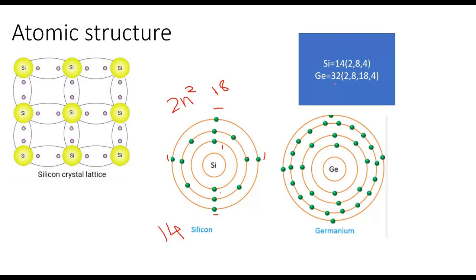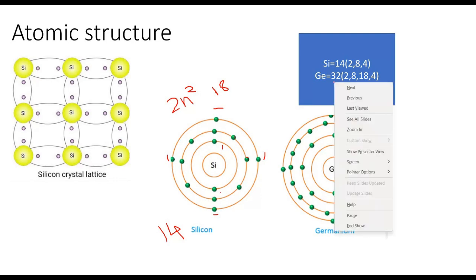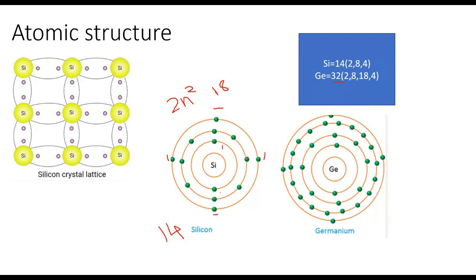Whereas in germanium, the atomic number is 32. So it is filled like 2, 8, 18 and the last shell can accommodate up to 32, but we have only 4 electrons remaining. So therefore, 4 electrons in the valence shell. This is the atomic structure of germanium.